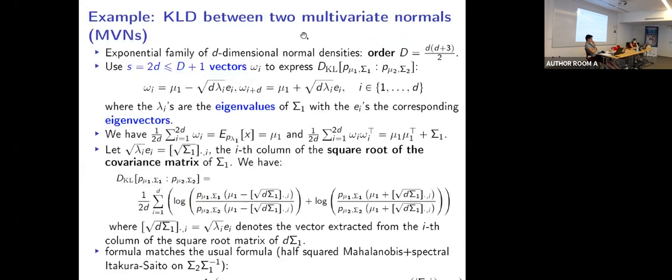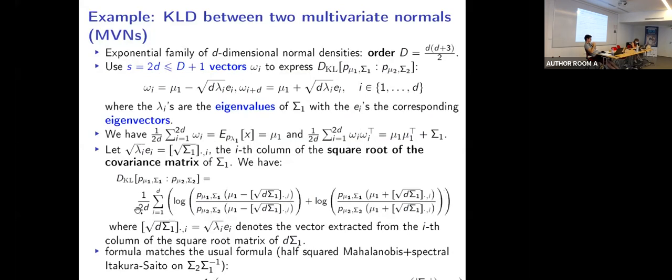So for example, let's take the multivariate normal distribution. So it's an exponential family of order d plus 3 over 2. And we use 2D sigma points, which is less than the order plus 1 of the family. And we are going to express the KLD between two multivariate normal distributions by choosing our sigma points according to the eigenvalues and eigenvectors of the covariance matrix sigma 1. And if we take this quantity, then we find that we have this relationship here. And we can express the KLD as this formula, okay?